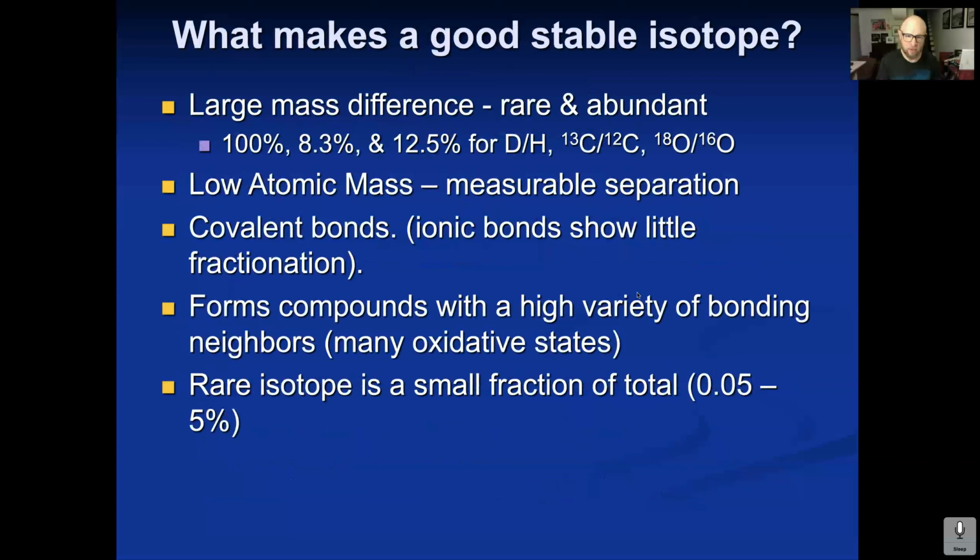So let me just say something here. I'm not going to talk a lot about how we measure these ratios, but we use a mass spectrometer, which allows us to separate elements by their mass. And so we can put a sample into a mass spectrometer and separate carbon-12 from carbon-13 and see how much there is of each one.